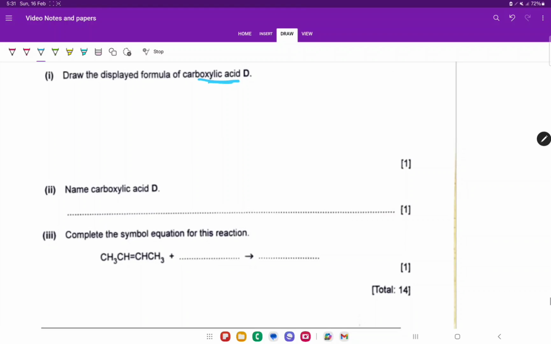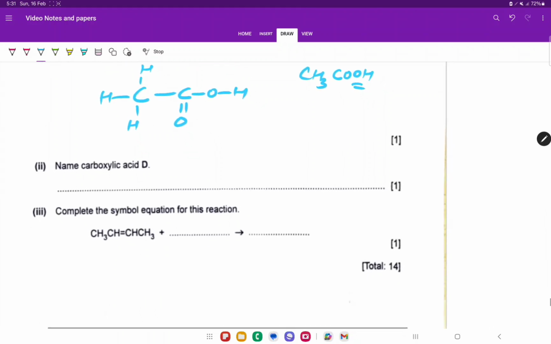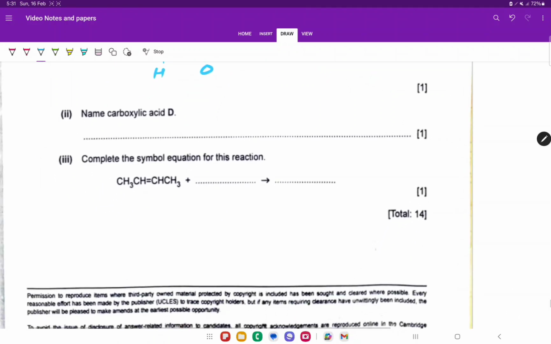So it will form a 2 carbon atom carboxylic acid. First make the carboxylic acid group, C double bond O and OH. This is the group, and there is 1 more carbon, and since this carbon has 4 valencies, 4 hydrogens will satisfy it. The formula is CH3COOH. This will be the formula for the 2 carbon atom carboxylic acid. The name of the 2 carbon carboxylic acid is ethanoic acid.